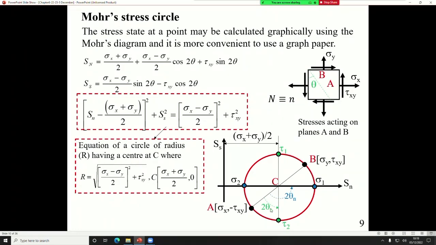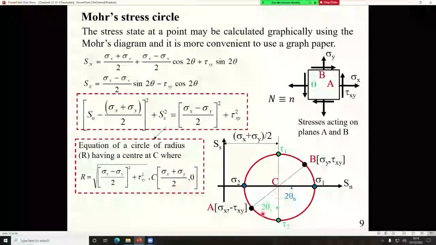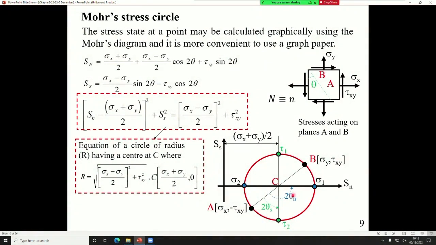And you can see that if I want to reach the principal planes of maximum and minimum shear stresses, I have to rotate it by 2 theta s. And the angle between these two is 90 degrees. For the physical element, they are at 45 degrees with respect to each other. So this is how we draw Mohr's diagram.